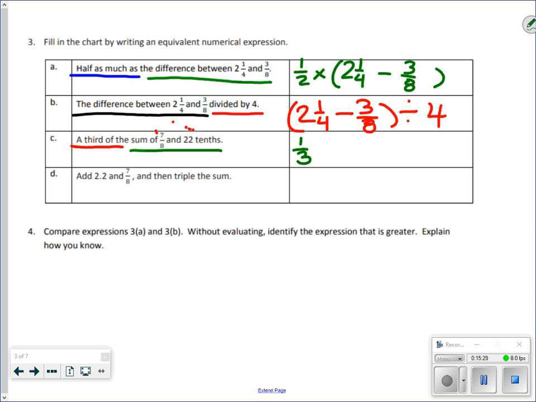A third of. Are you adding or subtracting or multiplying? A fraction of means you multiply. A third of the sum of 7/8 and 22/10. You write it like you say it. 22/10. Right there, if you wrote it like that, that's 22/100. That's not how you write it. That's 22/100. That's not it. 22/10 is 22/10.